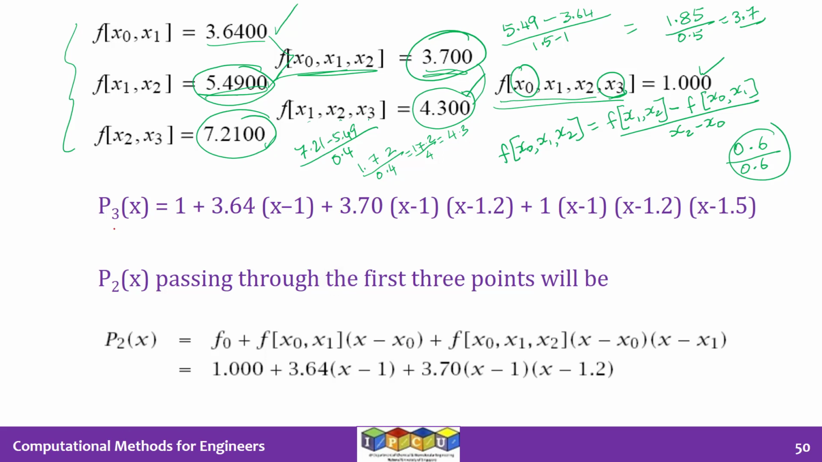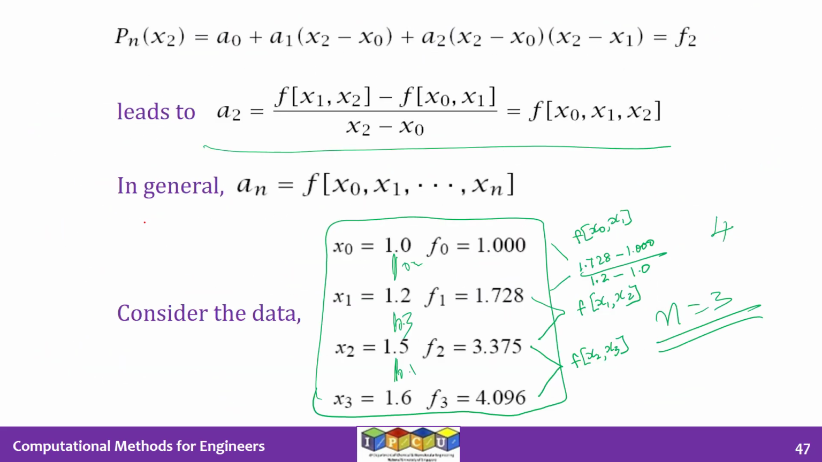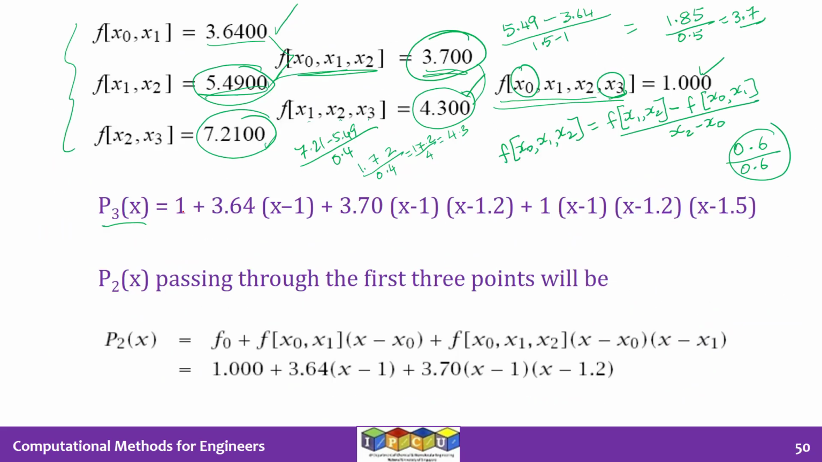Therefore, I can write the interpolating polynomial as a naught, which is going to be equal to f naught. What is f naught here? F naught is 1. So therefore, we have this term 1 plus a1. a1 is the first divided difference involving x0 and x1. So 3.64 multiplied by x minus 1, x minus x0. So x minus 1 because x0 is 1.